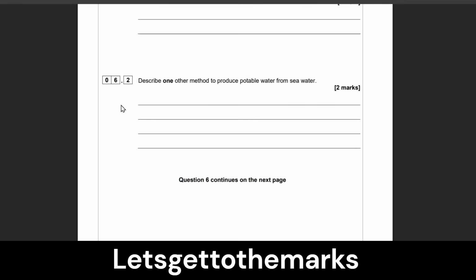6.2, describe one other method to produce potable water from seawater. So you could use distillation, which is done in a desalination plant, but we could use reverse osmosis. And reverse osmosis uses a semi-permeable membrane. The only difference is it moves water against the concentration gradient using energy and a permeable membrane. And that is reverse osmosis.